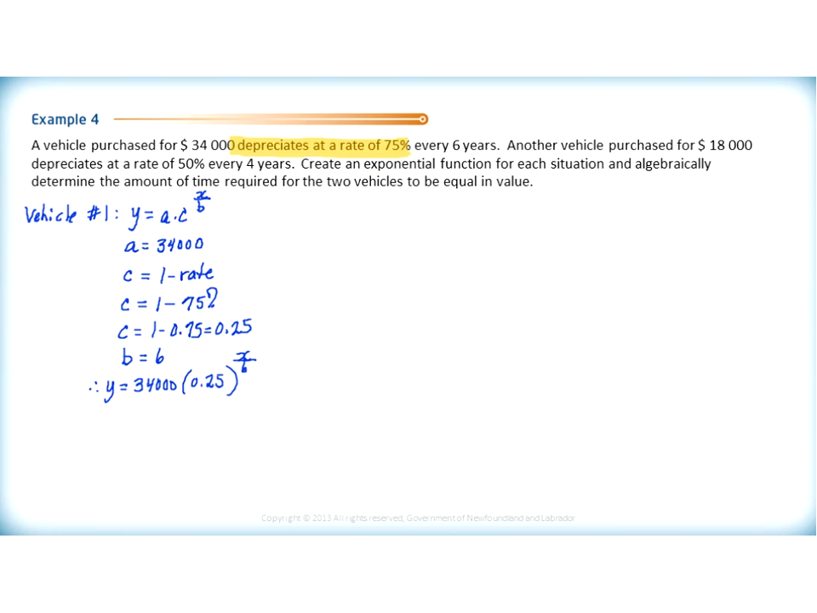In the case of vehicle number 2, we again will set up an exponential equation of the form y equals a times c to the power of x over b. The value of a is equal to 18,000. This is again another case of depreciation.